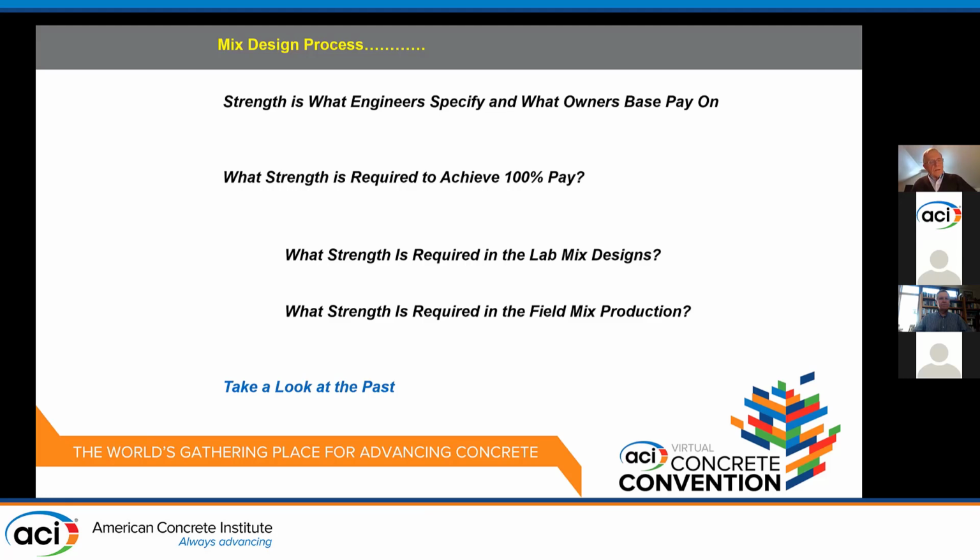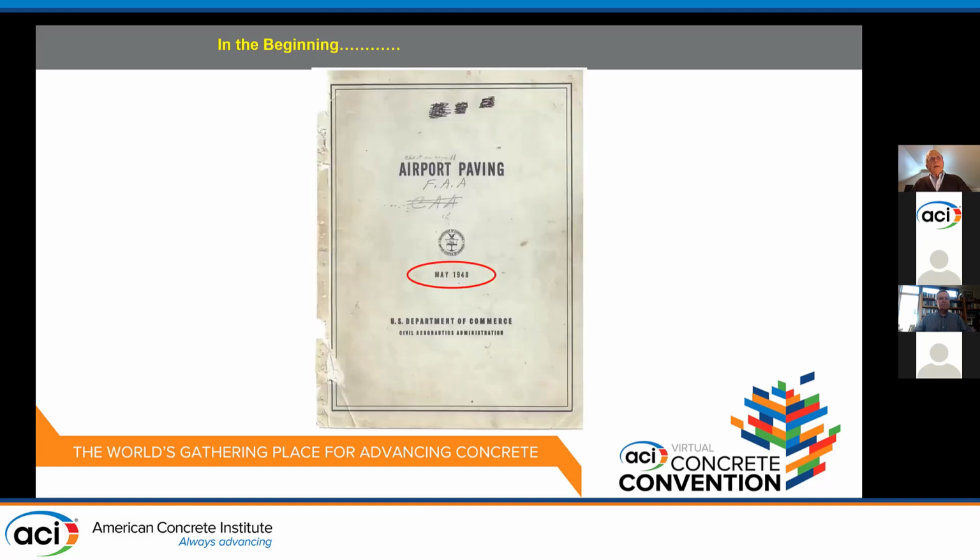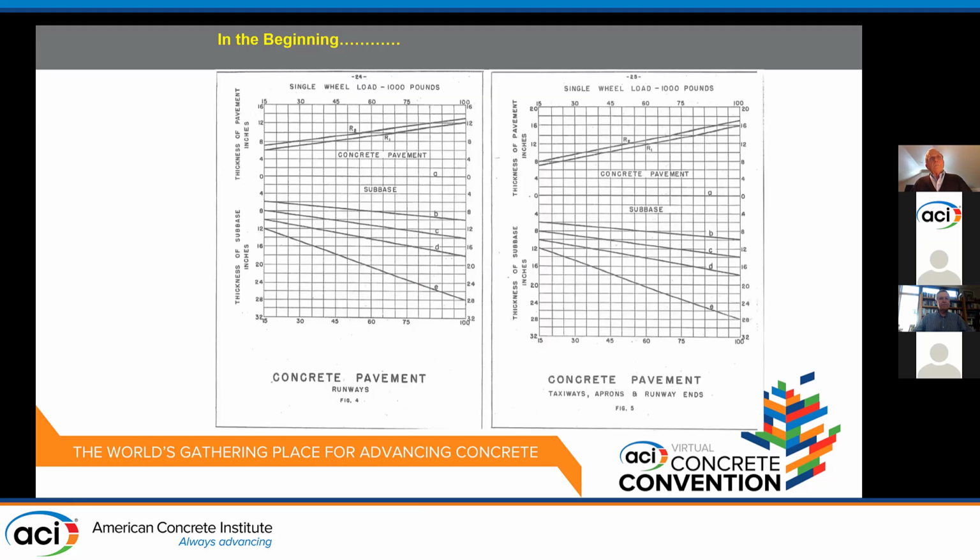So in looking at this, I thought I would take a look back at the past and see what's been some of the history of strength requirements in concrete paving over the years. And if we go back to 1948, the Civil Aeronautics Administration published an airport paving manual. And this is actually older than I am, believe it or not. And they had 2 charts in there for concrete pavement thickness. And these were pretty simple.